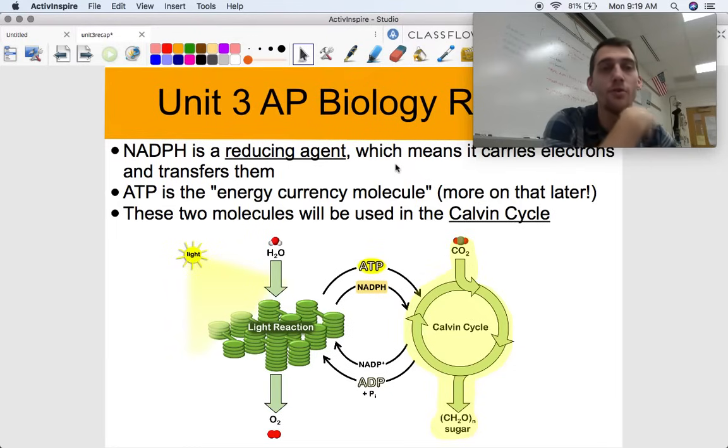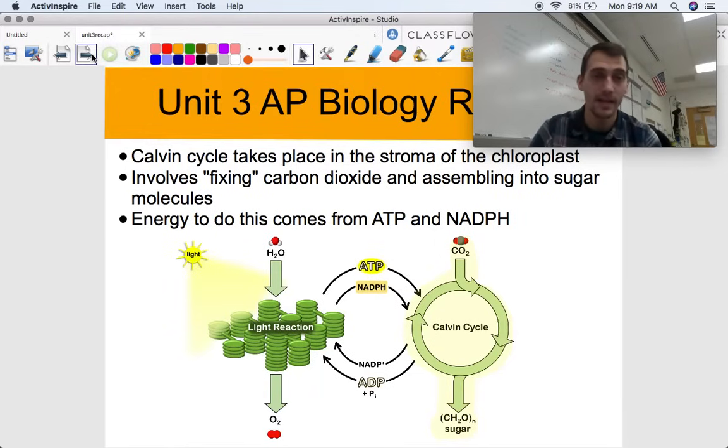Okay, as I said before, NADPH is a reducing agent, which means it carries electrons and transfers them. That's basically its job. ATP is the energy currency molecule. We're going to talk more about that in a sec. Those two molecules are used in step 2 of photosynthesis, which is called the Calvin cycle. We don't have to know a lot of the specifics about the Calvin cycle, but what you do need to know is that it takes place in the stroma, outside of the thylakoids, in the chloroplast.